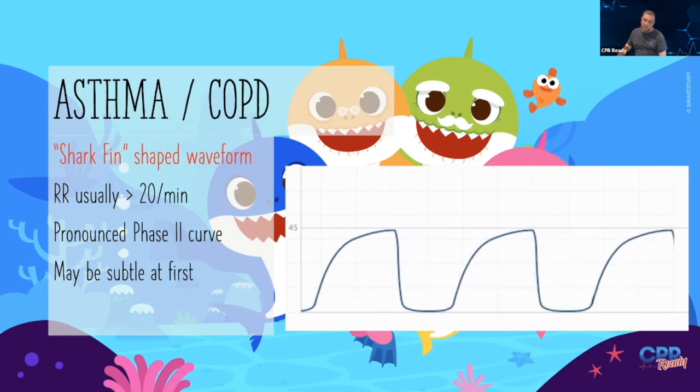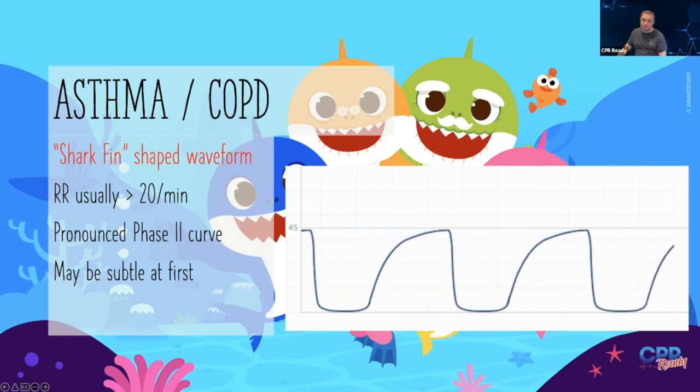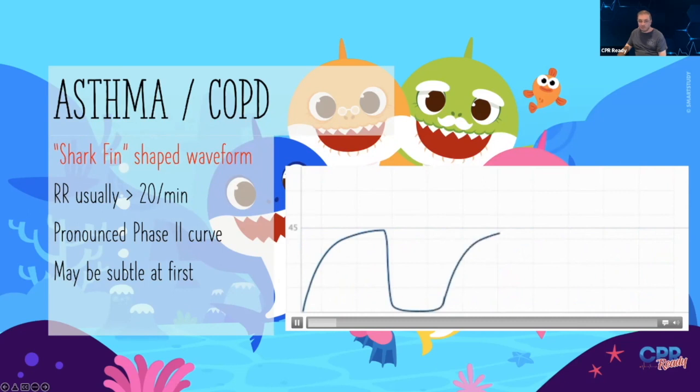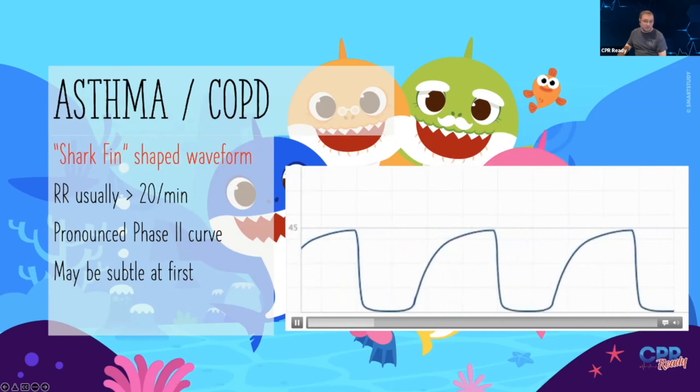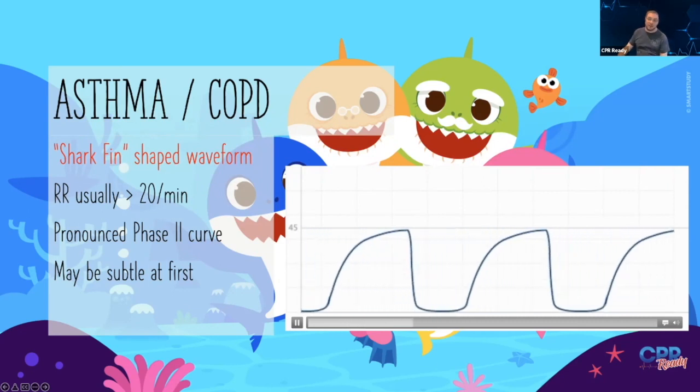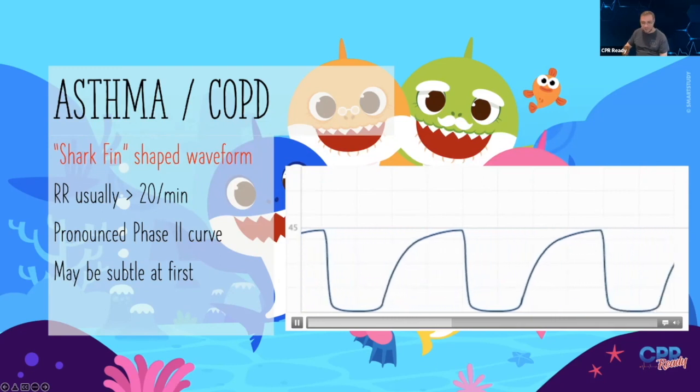It can be subtle at first. If a patient says, hey, I'm having some trouble breathing, they've got a respiratory history that includes asthma, you may have to look closely to see an early shark fin. But a lot of the patients you run on are going to have a pretty pronounced one.